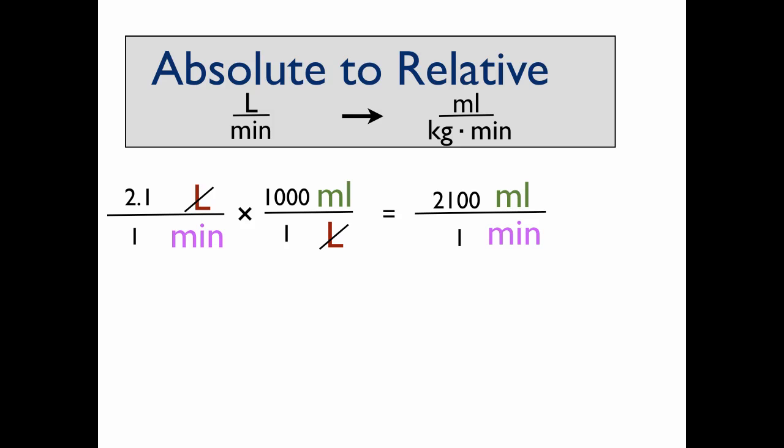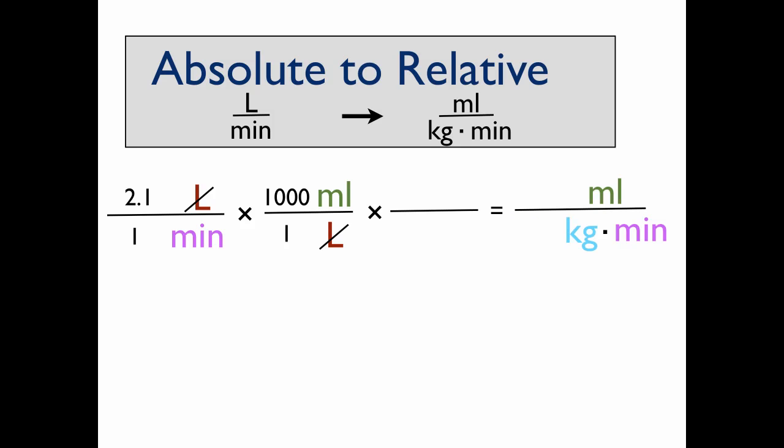However, that's not a relative value. Remember, relative values are mils per kilogram per minute. So therefore, I need to somehow insert my kilograms here. If you don't know whether to divide or multiply by kilograms, this is a pretty straightforward way. If I set up my units the same way, I'm going to have to put in one more conversion factor. As you can see, kilograms has to end up on the denominator. So therefore, I'm going to put it in on the denominator here. I'm going to put in 1 on top because it's going to be 1 over 70 kilograms. I'm just putting in 70 kilograms here.